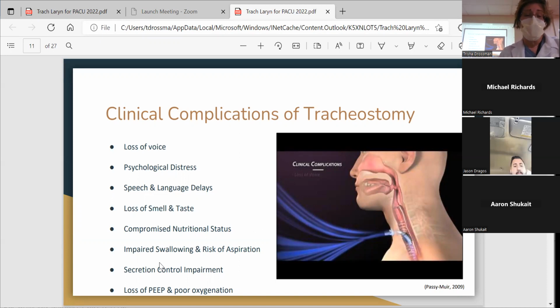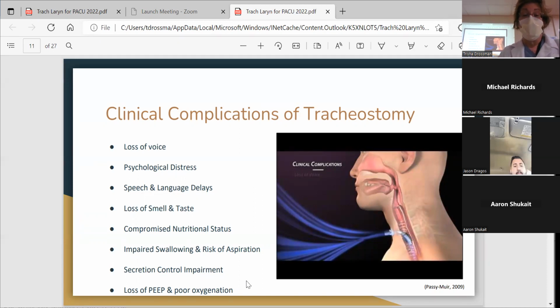Secretion control impairment. Yeah, there can be issues if you're not able to manage your secretions very well, and that could be related to maybe improper size of the trach. If it's not big enough, maybe it's not long enough, it might be difficult to effectively get all the secretions removed. But we can optimize that as well.